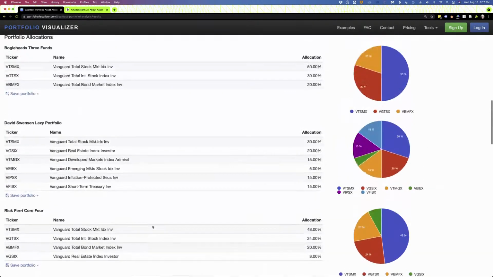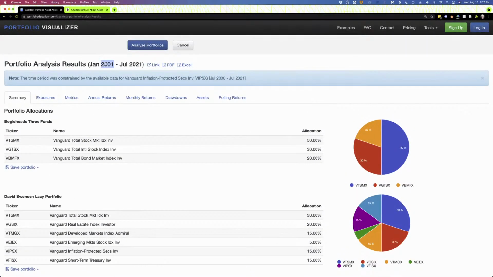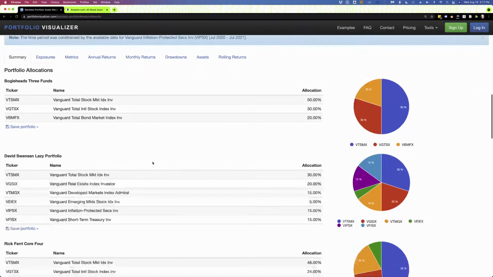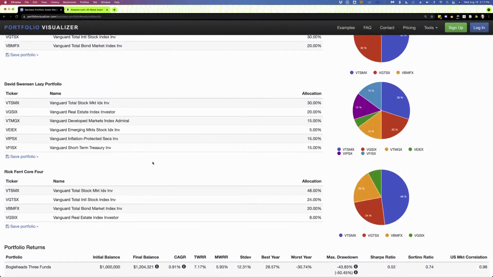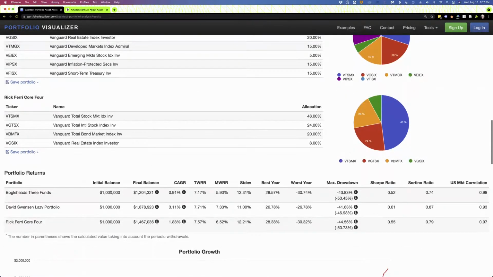So if we had retired in January of 2001, given all the assumptions, we've got 3 different portfolios. Each started with $1 million. Pretty significant difference, by the way. It's interesting that David Swenson's lazy portfolio ends up with 1.8 million, significantly more.